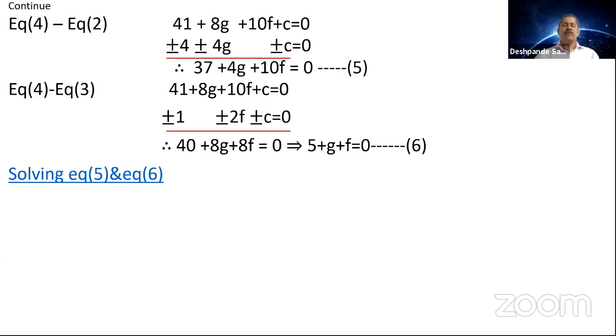We have done problems earlier with the elimination method. This time you try the problem with the cross multiplication method. So what is the cross multiplication method? Yesterday I introduced it. So you're going to solve equation 5 and equation 6 by the cross multiplication method. See that equation 5 is 37 plus 4g plus 10f is equal to 0.